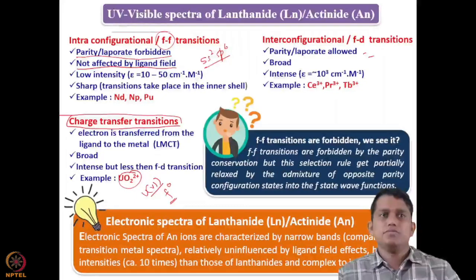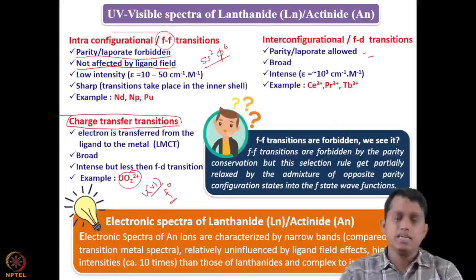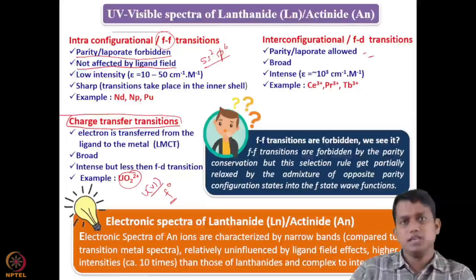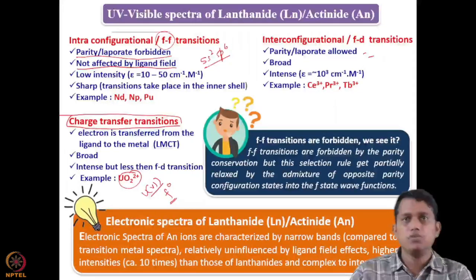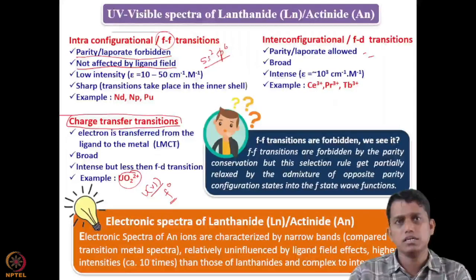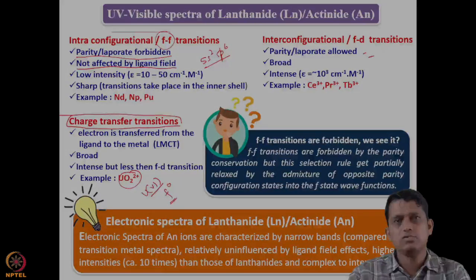When you compare this with the actinide ion and the lanthanide ion, the actinides are comparatively broader than the lanthanides, because the 5f orbital is more diffused compared to the lanthanides. We'll try to see how the spectra will look, and we'll continue this in the next section. And thank you very much.